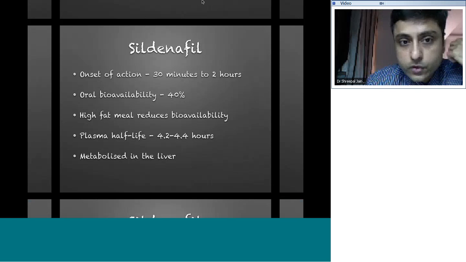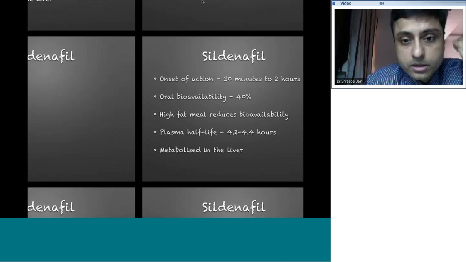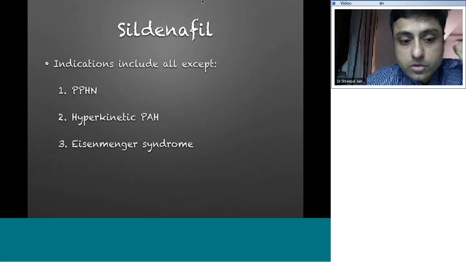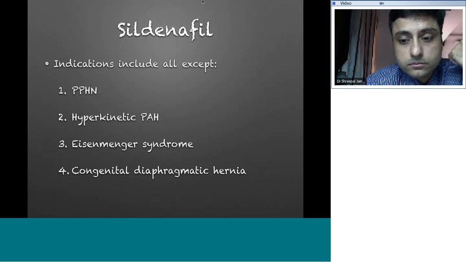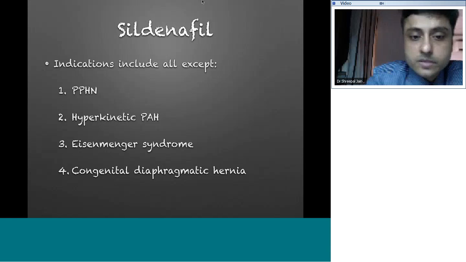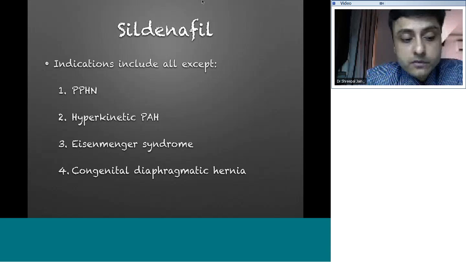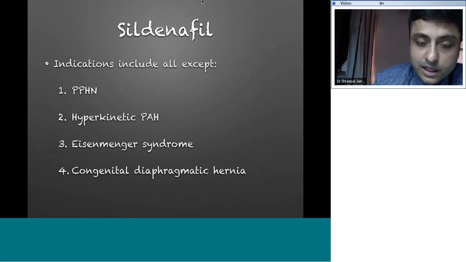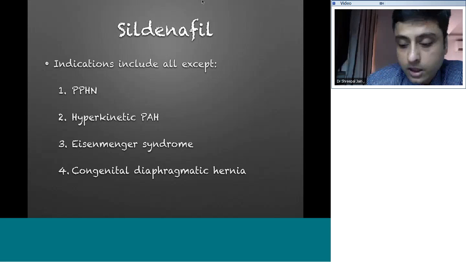So indications for use of sildenafil include all of the following except: PPHN, hyperkinetic pulmonary arterial hypertension, Eisenmenger syndrome, and congenital diaphragmatic hernia. Right. So hyperkinetic pulmonary arterial hypertension is basically your flow-related pulmonary hypertension, which you see in cases of large VSDs, large PDAs. So be careful, because we have seen many cases of small children, 3-month-old, 4-month-old, with large VSD who are treated with sildenafil because they have this so-called pulmonary hypertension, where it can actually worsen the condition.